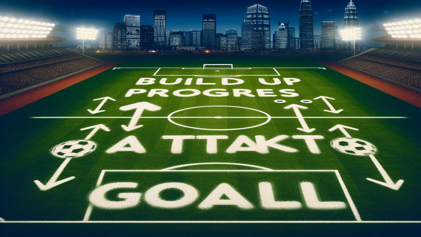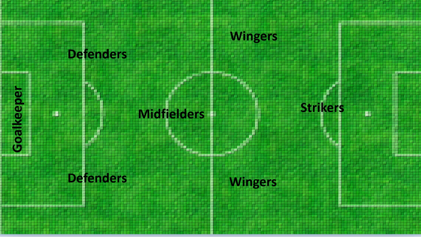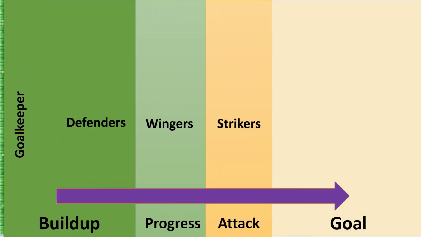The first quarter of the pitch is labelled as build-up, and the defenders and goalkeeper are responsible in this area. The defenders and the goalkeeper must effectively communicate to progress the ball past the first line of pressure, the opposition's attackers, who will be looking to try and take the ball from the defenders or the goalkeeper. The defenders will look to progress the ball forward and most likely pass it on to either the wingers or a central midfielder, who will forward the ball to the wingers.